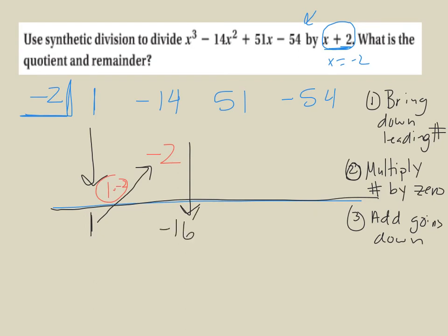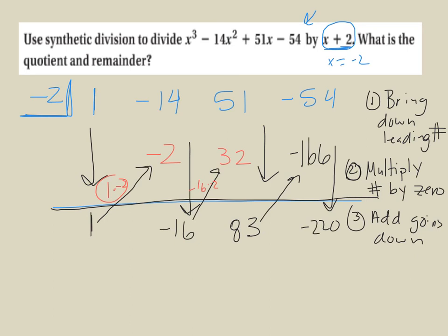So now when I go diagonally, I have my negative 16 times negative 2, which gives me a positive 32. Up and down I should add, so I'm going to add those two together and get 83. Diagonally, I'm going to multiply by negative 2, and I get negative 166. And then I add. If you get a number here, that right there is your remainder. So I'm going to add my negative 54 to it, and I get negative 220.